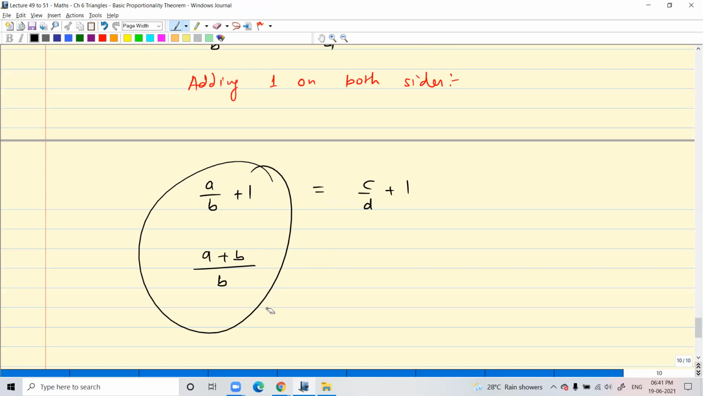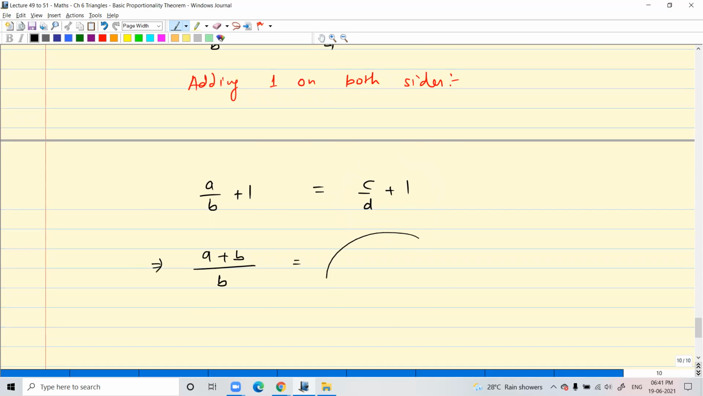Can everyone understand? Quickly confirm. Yes, sir. Anyone has a doubt in this? Okay. Fine. So let's move on. Same way, what will this become then? Tell me. What should I write here? c plus d by d. c by d plus 1 becomes c plus d by d.